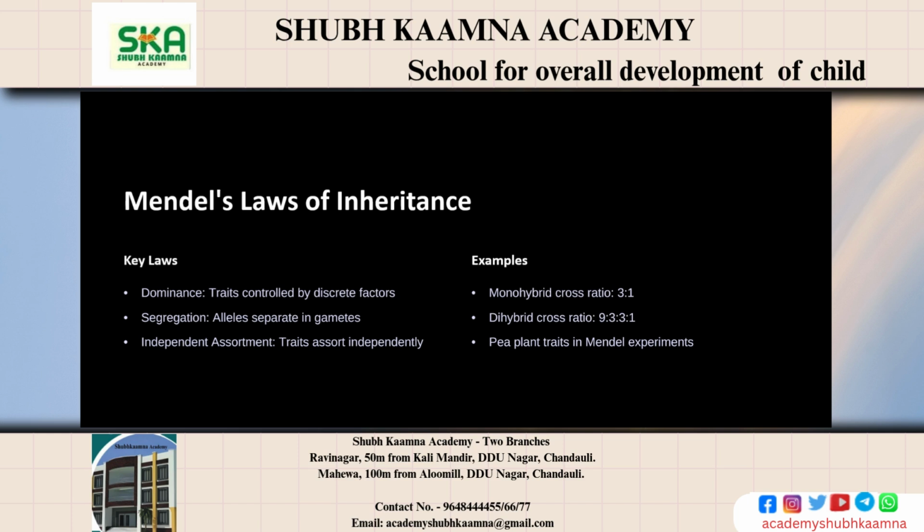Segregation: allele pairs separate during gamete formation. Each gamete gets one allele. Independent assortment: genes for different traits are inherited independently. For example, in a monohybrid cross, we get a 3:1 ratio. In a dihybrid cross, we typically observe a 9:3:3:1 ratio.